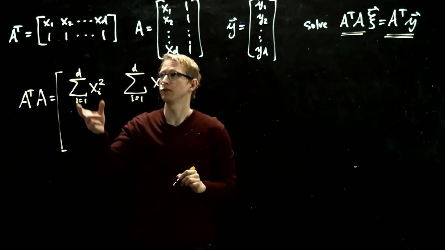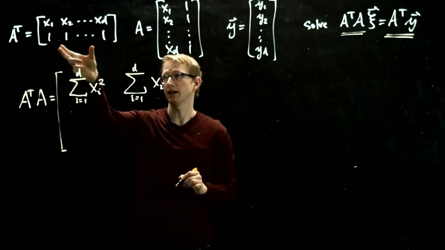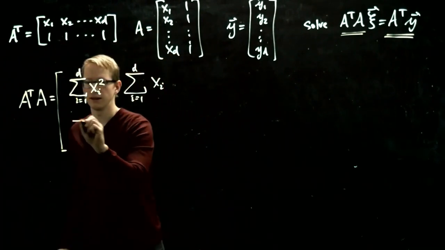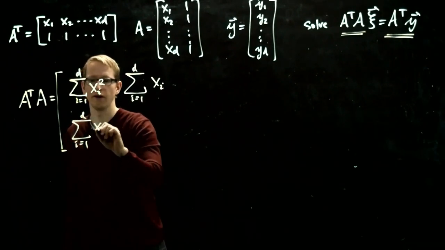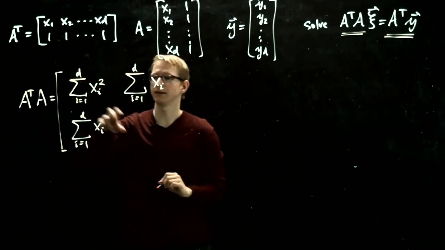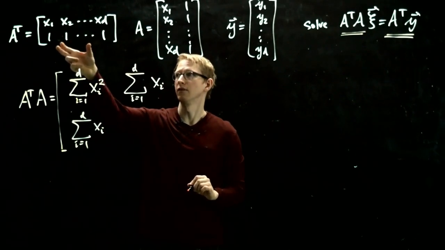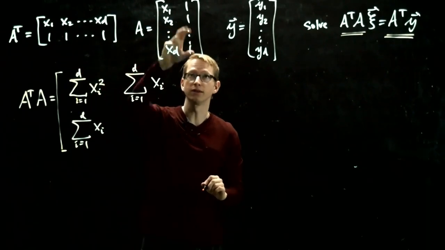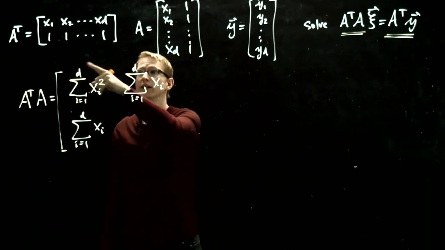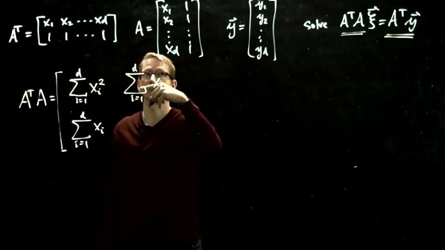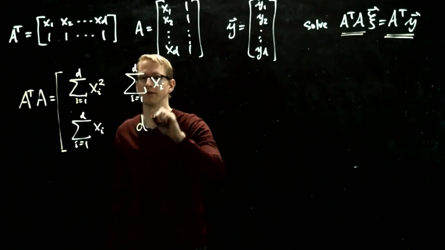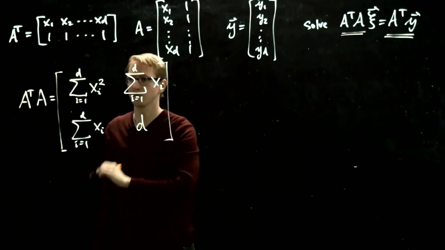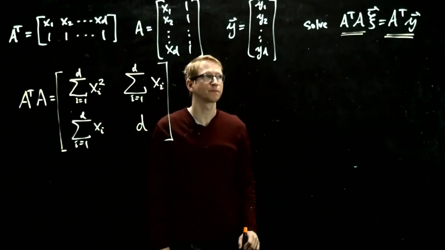And on the bottom left, it's the second row here with the first column. That's the same as it was in the top right. And then the last entry on the bottom right is the second row with the second column. And that's 1 times 1 plus 1 times 1 plus 1 times 1, d times, which is just d itself. So this is A transpose A.